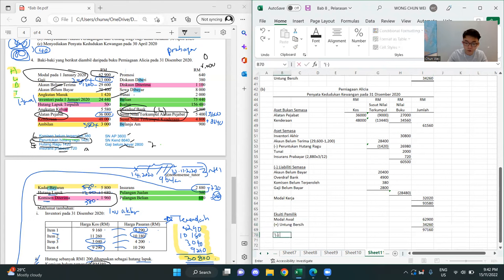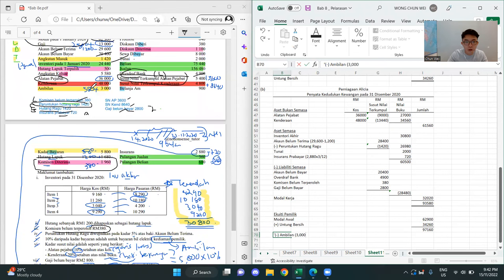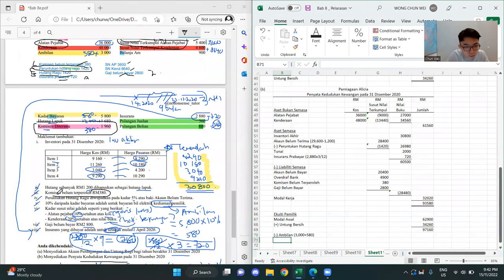But I have to minus out your ambilan. How do you minus out from my ambilan? Originally we got 3,000, right? Tapi selepas tu, I have to add another 580. That is from your maklumat tambahan. Remember just now, they say the 10% daripada your kadar bayaran adalah untuk bil elektrik kediaman. So this is an ambilan. So you have to add it in. And so you add these two together, you get 3,580 bracket. So it's 97,160 minus your ambilan. You get 93,580. That is your jumlah.